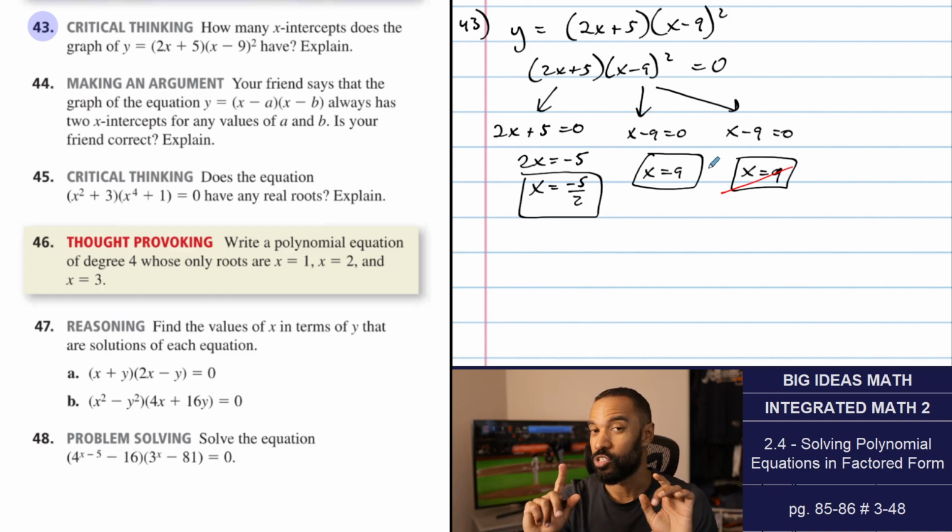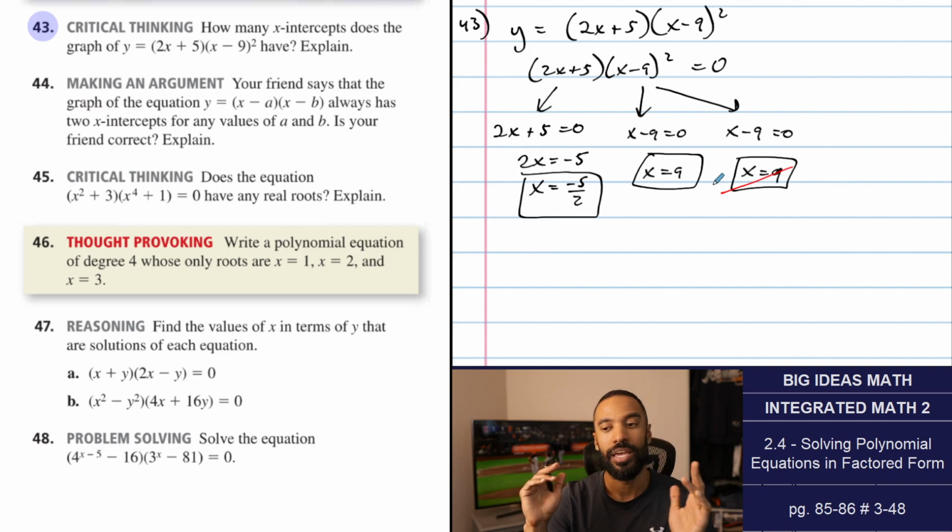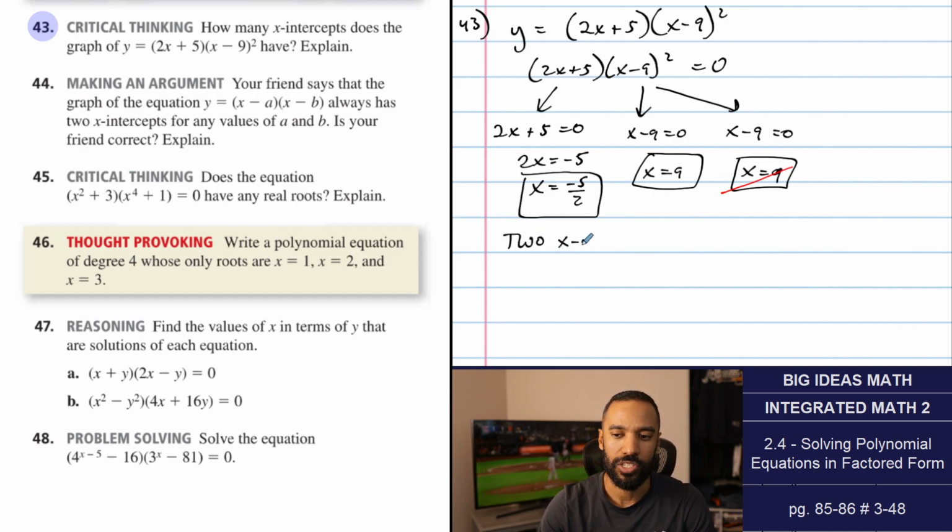Now, as a graph, there's something really special that actually happens at x equals 9. It doesn't just cross through like anything else. That's something you'll do in IM3. But there are only 2 of them. There are 2 x-intercepts. They say explain. It's because one root is repeated.